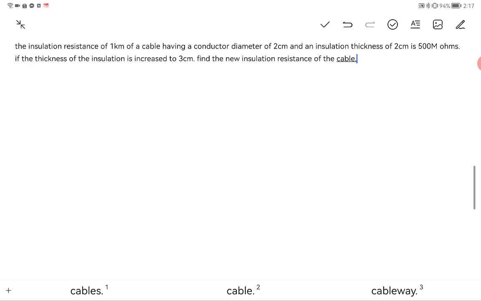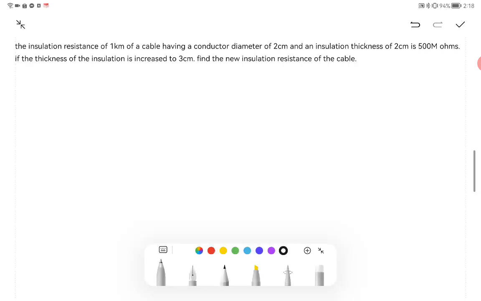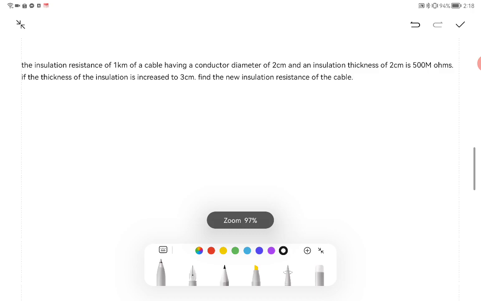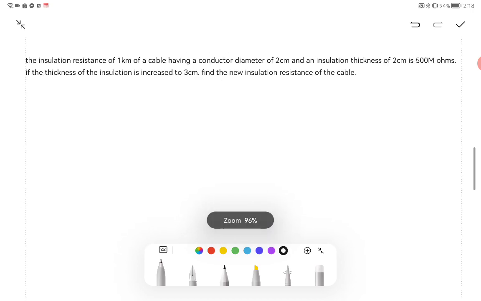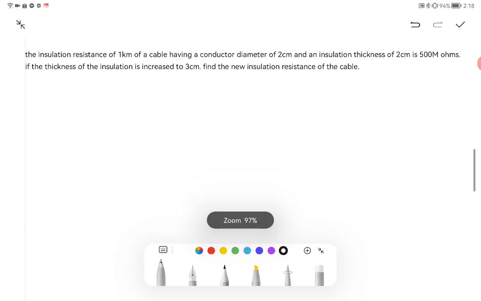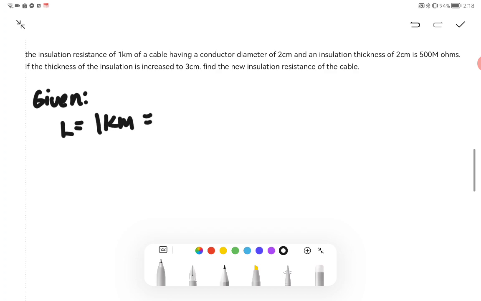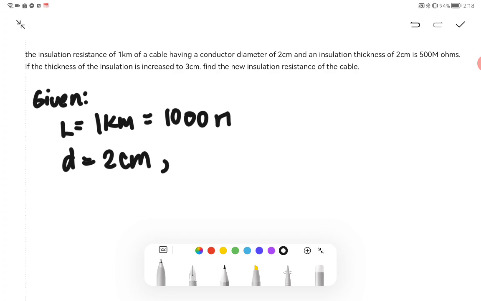First things first, we have to write our given. We have to get used to writing our given first so that there will be no confusion. Our given is the length, which is 1 kilometer, also equivalent to 1,000 meters. We also have the diameter, which is 2 centimeters, and if the diameter is 2 centimeters, our radius is 1 centimeter.